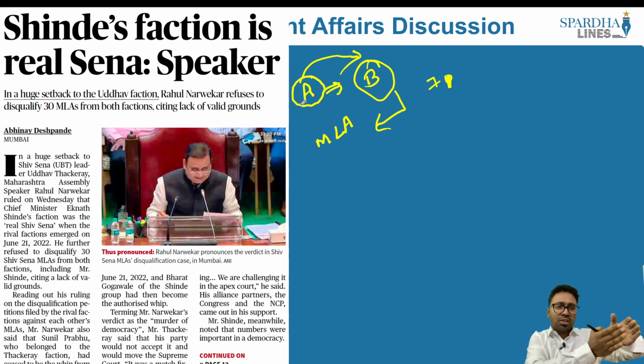But Congress and NCP, which had a pre-poll alliance, were not able to form the government, but here the BJP and Shiv Sena had a clear-cut majority. They had a clear-cut alliance. But what did Shiv Sena want? Shiv Sena wanted to have the CM candidature. But this was not taken up easily by BJP. Why?